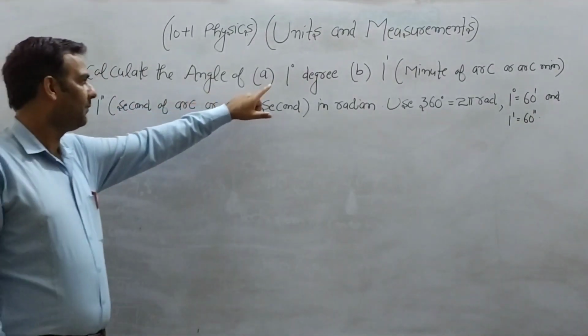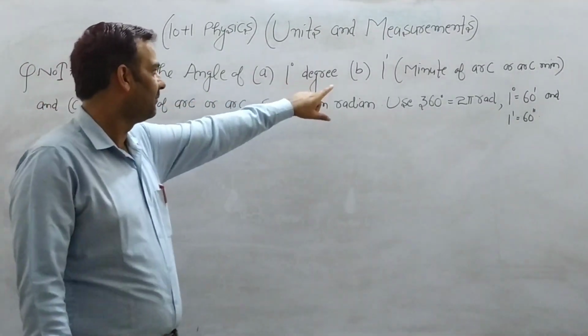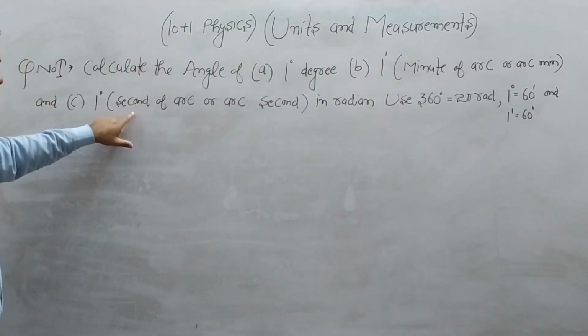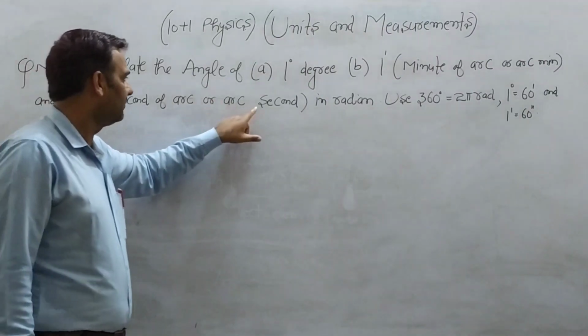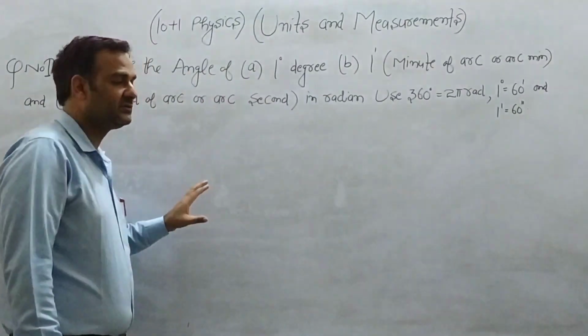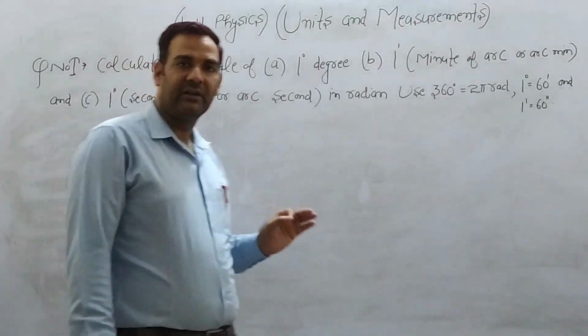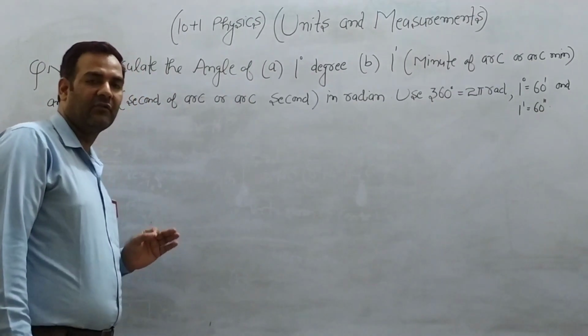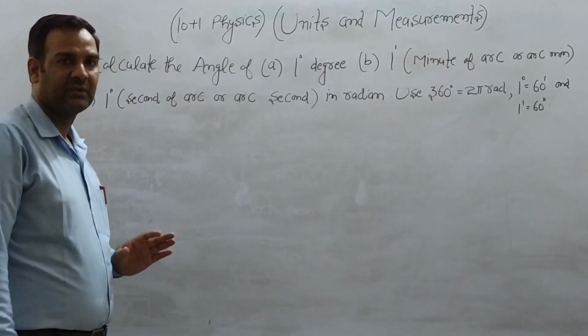Today we are going to discuss a problem. Calculate the angle of part A 1 degree, part B 1 minute, part C 1 second of arc or arc second in radian. We have been given these values: the angles of 1 degree, 1 minute, 1 second. We have to convert these into radians. So let me start.